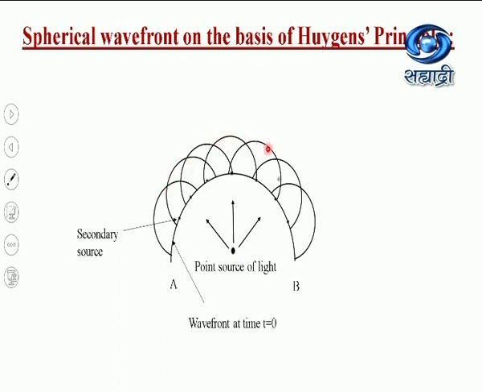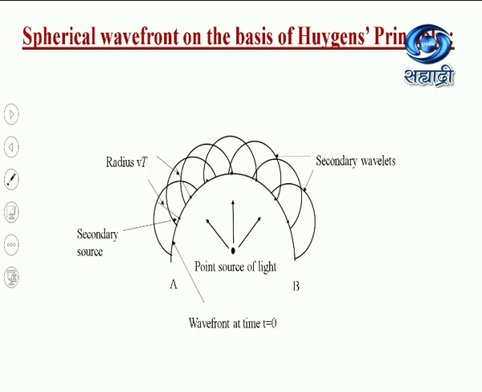All these secondary wavelets are having the radius equal to Vt, and as they are emitted by secondary sources, they are called as secondary wavelets. Now, if we draw the envelope covering all these secondary wavelets, then this envelope or the surface which includes all these secondary wavelets is nothing but the new wavefront at time capital T.